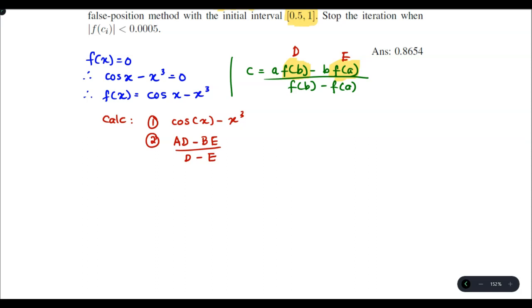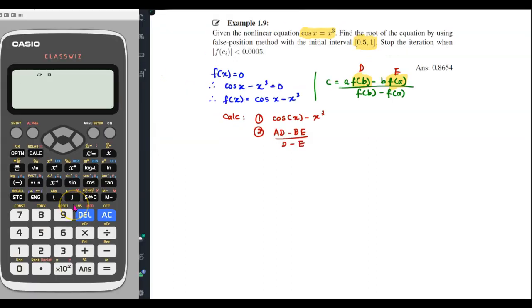Now look at the calculator. The first formula is cos x minus x cubed. So we have cos, then we have x, then minus x cubed. Press equal, and then the AC button. Now we have stored the first formula.